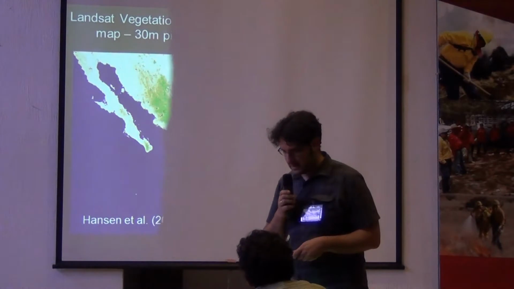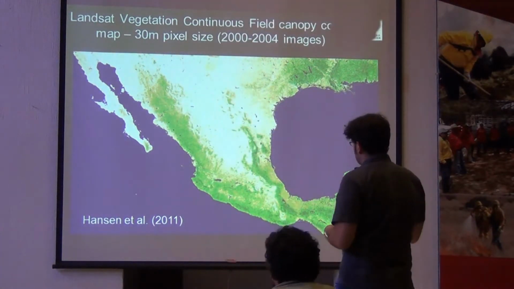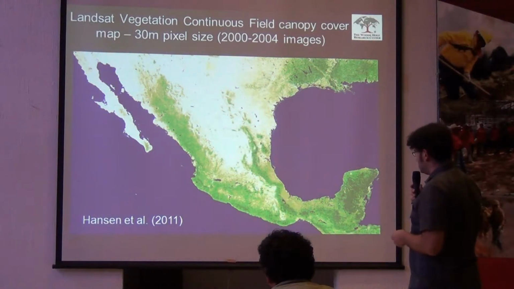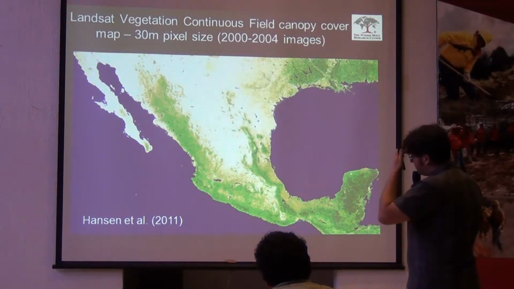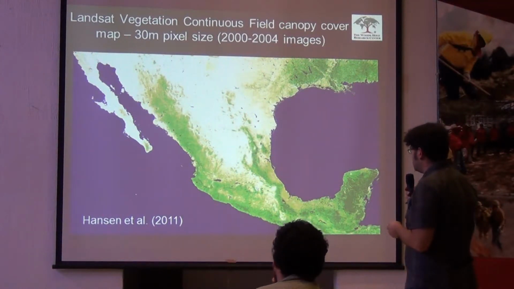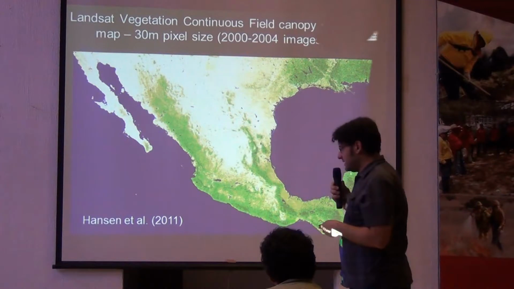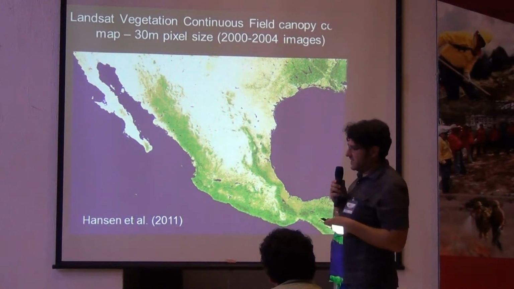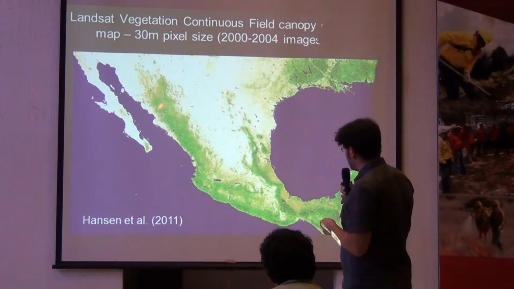Okay. Next, this is actually a Landsat product. It's a canopy density product produced by Matt Hansen, I think using Landsat data acquired in 2001 to 2004. The time frame actually already demonstrates what the challenges are using Landsat.